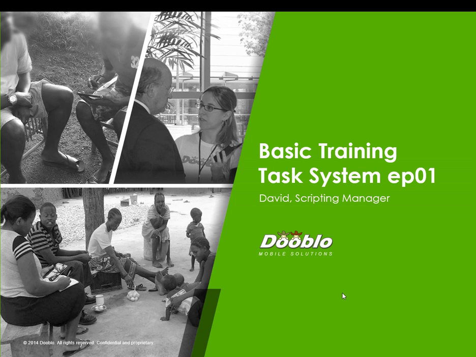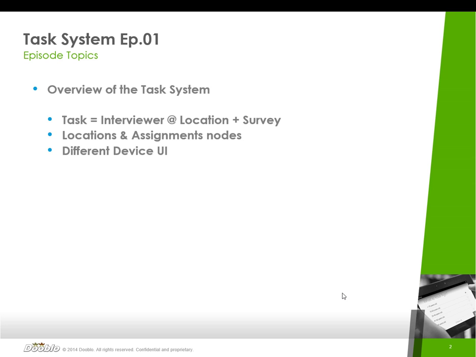My name is David and I'm one of the scripting managers here in Dublo, and today we're going to cover the SurveyToGo task system. The task system is meant for cases like mystery shopping or store audits where you want to send interviewers to specific branches or locations and have them perform specific surveys there for a specific number of times. And you don't want the interviewers to be able to just start up an interview ad hoc at any place and start interviewing.